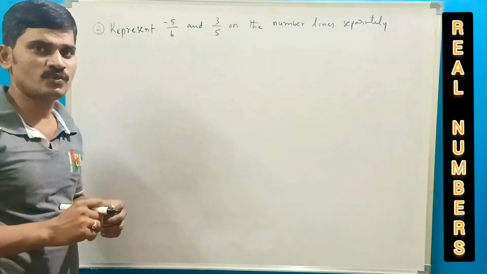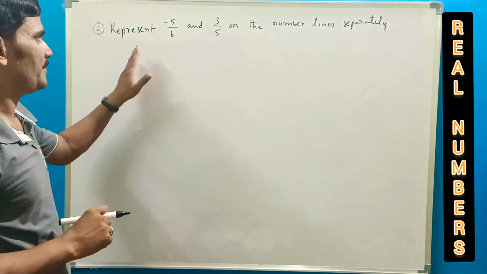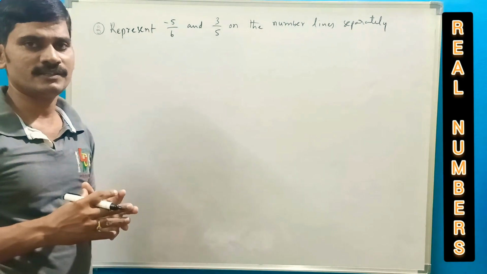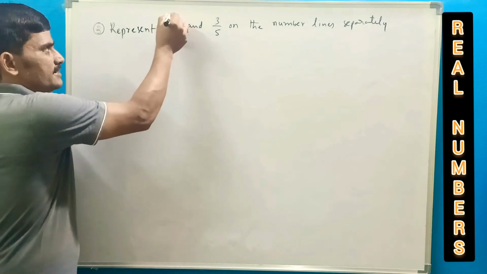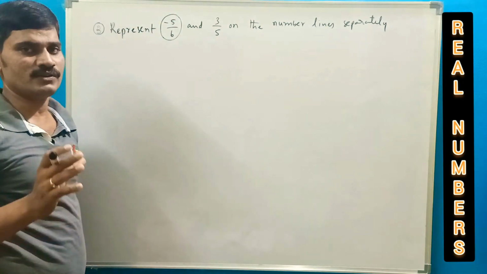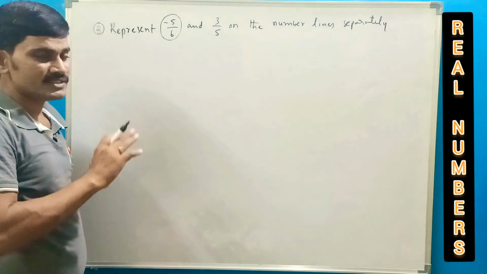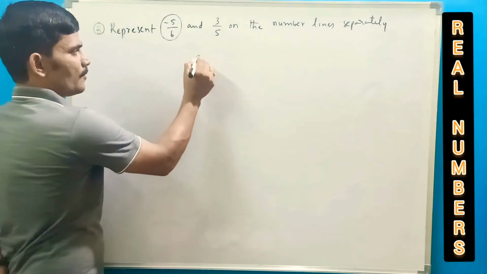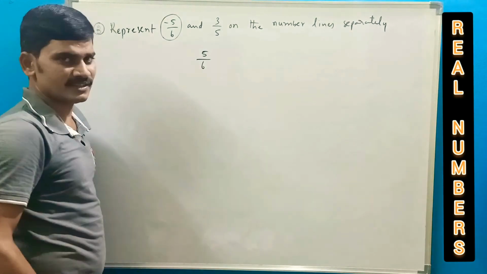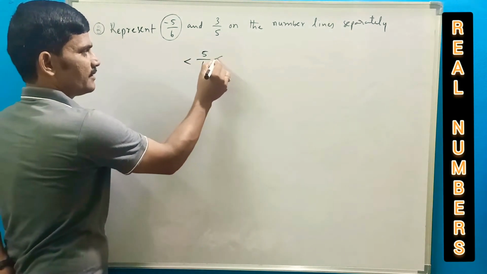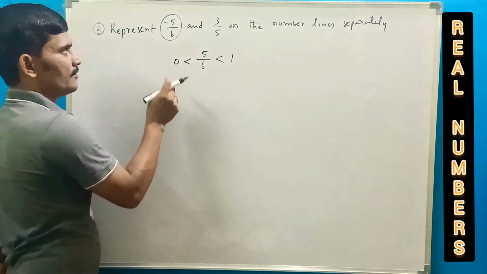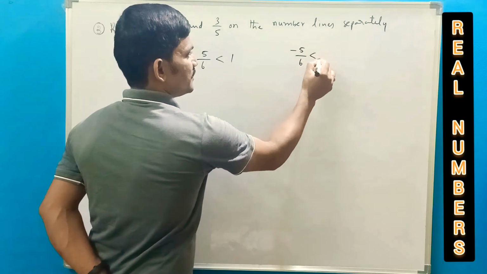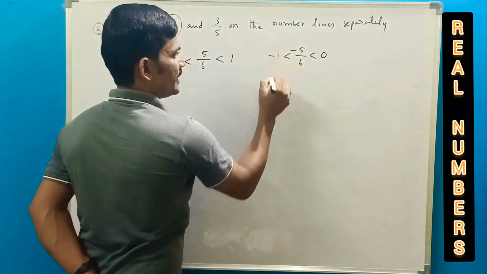Now let us move to the third question. Represent minus 5 by 6 and 3 by 5 on the number lines separately. Before representing any rational number on the number line, you should find in which two integers it lies. So 5 by 6 is a proper fraction which lies in between 0 and 1, whereas minus 5 by 6 lies in between 0 and minus 1.